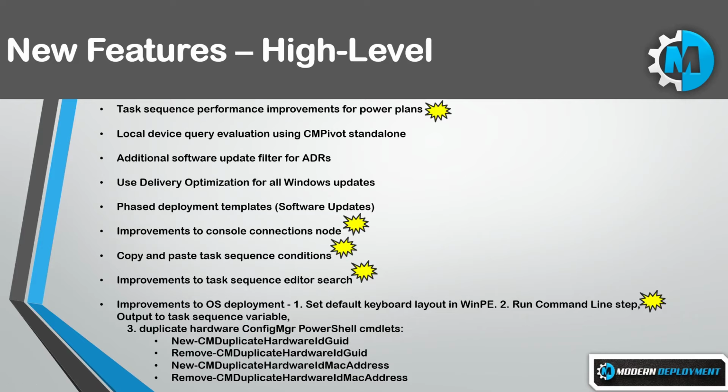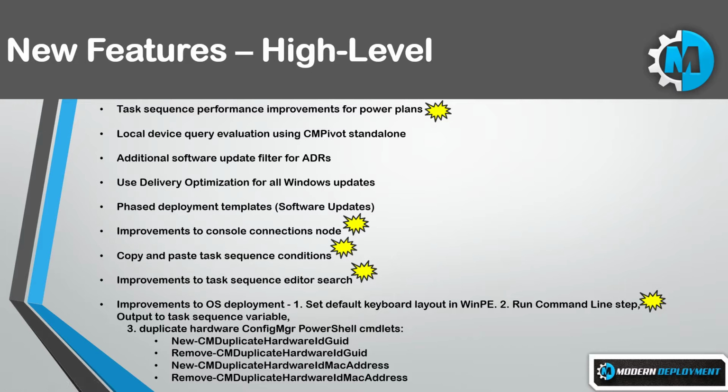So within the task sequence, there's a new tab to basically enable power plan execution during the execution of the task sequence. There's also the ability to use CMPivot standalone. So there's a standalone MSI installer that you can use separately from the console. For those business folks or other persons in the help desk or other departments that you're working with that need to run CMPivot queries, they don't have the console or the infrastructure, they can simply run CMPivot standalone to build queries that way. There's additional software update filters for automatic deployment rules.